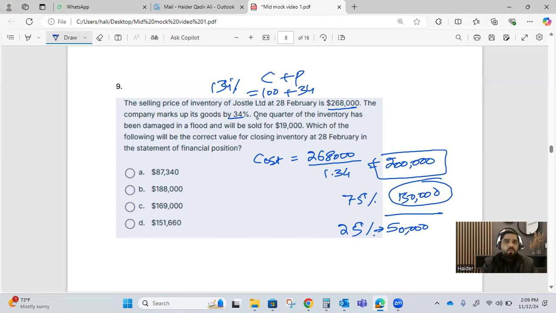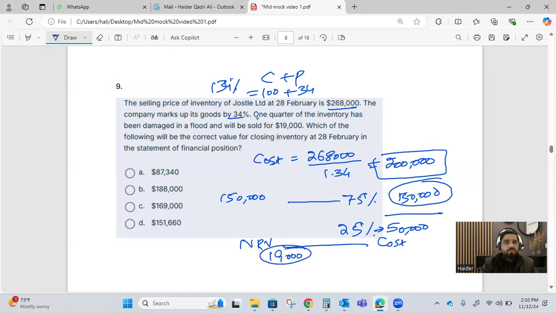Okay, this says 1/4 of the inventory has been damaged in the flood and will be sold for $19,000. Which of the following will be the correct value for closing inventory at 28 February in the statement of financial position? So we have no doubt that we have good inventory with us, 150,000. There is no problem with this type of inventory. But the problem occurs with the damaged inventory, and the cost of this inventory was 50,000. But its NRV, meaning net realizable value, is given to you, meaning its selling value is 19,000.